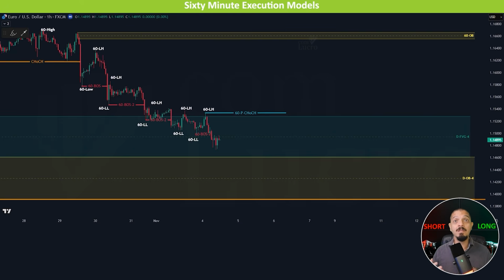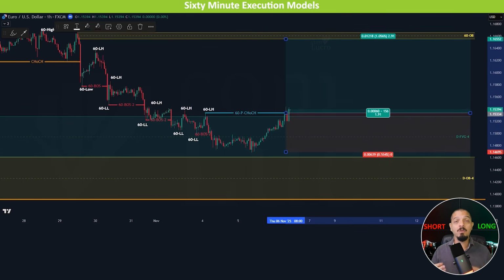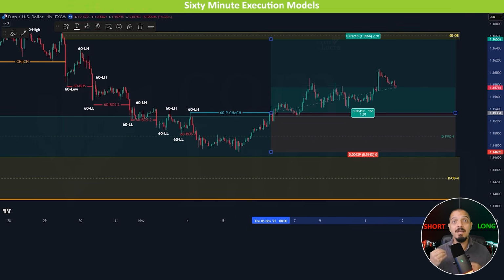The second type of entry is more aligned with the internal structure of the 60-minute time frame. Since price has already tapped the daily fair value gap, we will now wait for a confirmed change of character to the upside on the 60-minute chart as a condition to open a long position. Once this shift is validated, we enter the trade, placing the stop loss below the swing low that forms the change of character. The target, once again, is the 60-minute order block that caused the last bearish change of character, creating a risk to reward of 1 to 1.9 and offering a tactical intraday entry that respects the structure of this time frame.